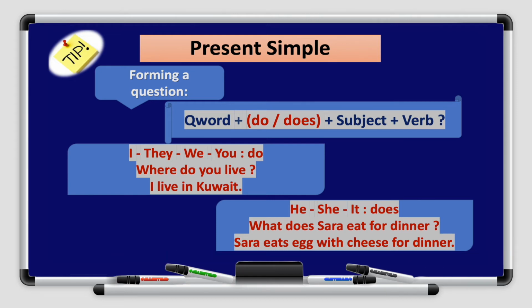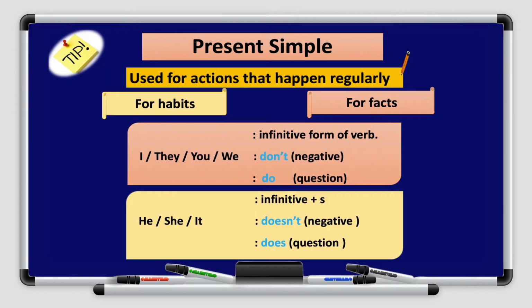That was all about present simple, and as we said, it is used for actions that happen regularly, for habits or facts. And as we learned, if the subject is I, they, you, we, you will put the infinitive form of the verb, and don't for the negative and do for the question. If we have he, she, it as a subject, you will add the infinitive plus s, doesn't for the negative, does for the question. Let's apply together what we have learned.